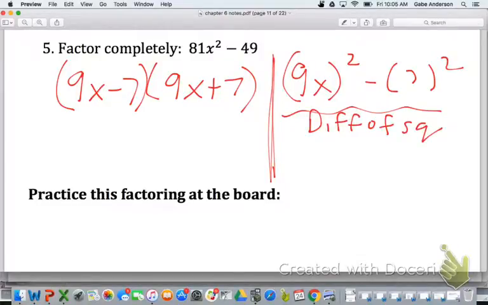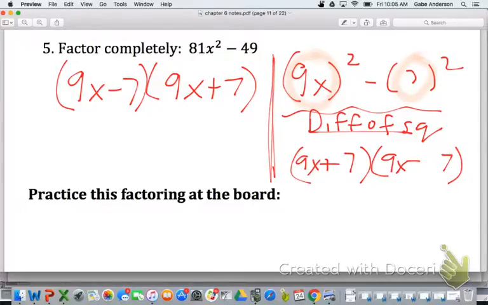Here's another way to think about it. Once you recognize the difference of squares, it's going to be something plus something, something minus something. And then the something would be this and this. So it'd be 9x and 7, 9x and 7. Okay, I got it. You guys good?